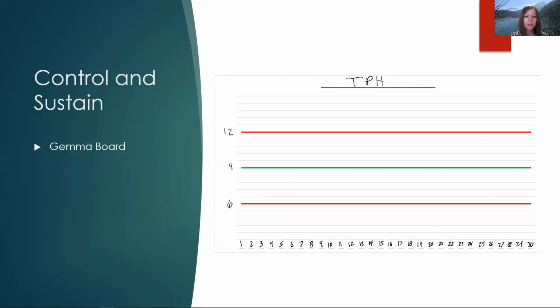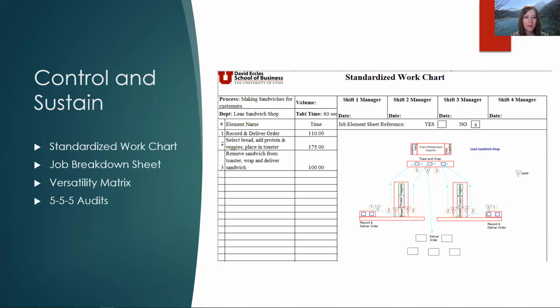To begin with, we will use a Gemba board to begin tracking what our new TPH is. We are expecting it to shift from what was previously a mean of 5 up to a mean of 9. We've also made a little bit tighter control limits, only being 3 units on either end. But that will help us to create the baseline as we move forward.